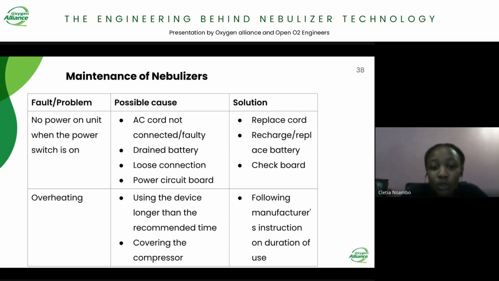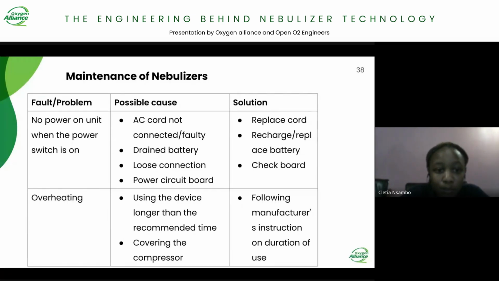So you just need to cross-check for those connections as well. And it might be that your whole circuit board or the components on your circuit board are burnt out. So you can troubleshoot for those components, either replace them or replace the whole power circuit board overall.